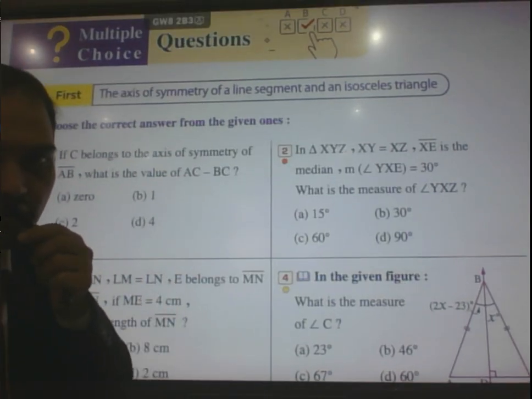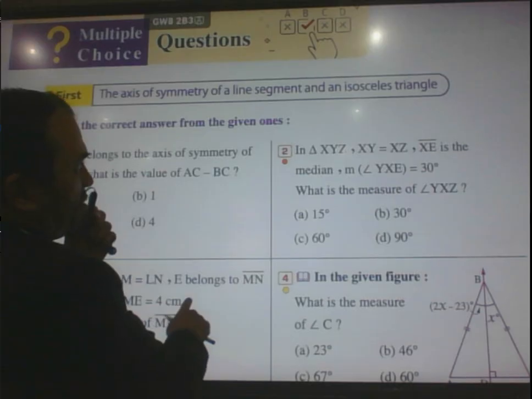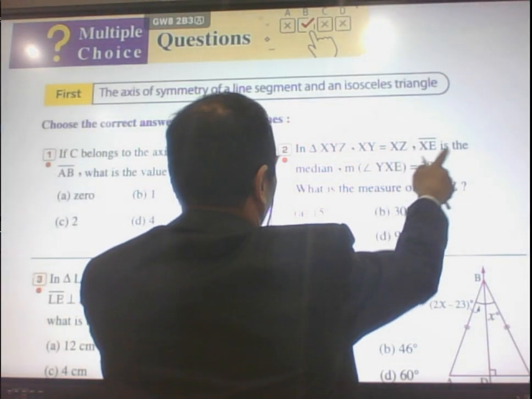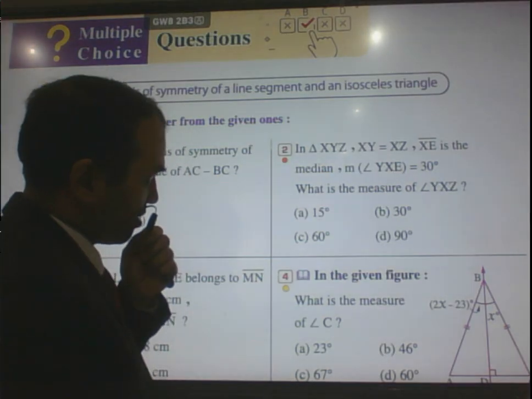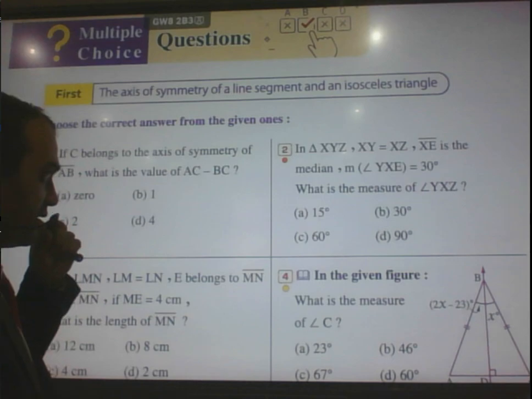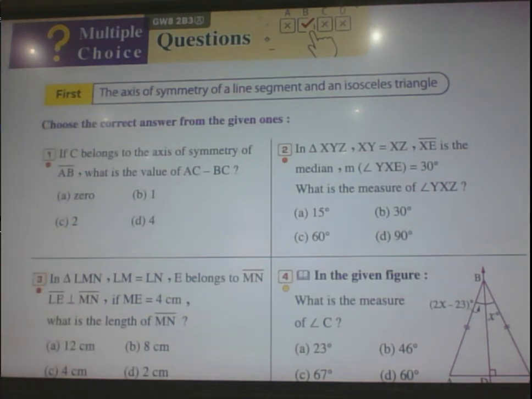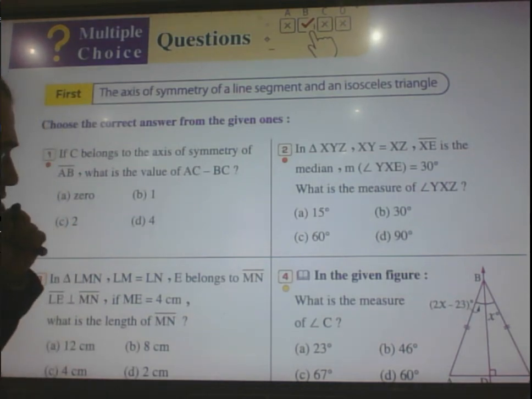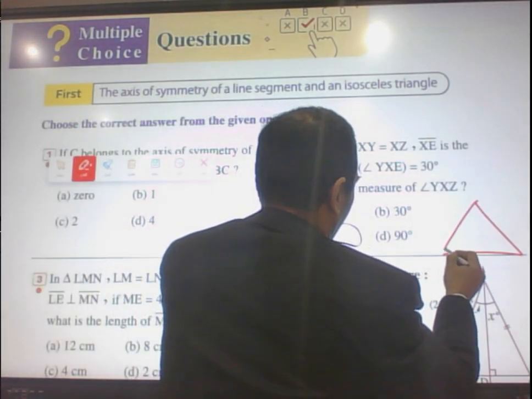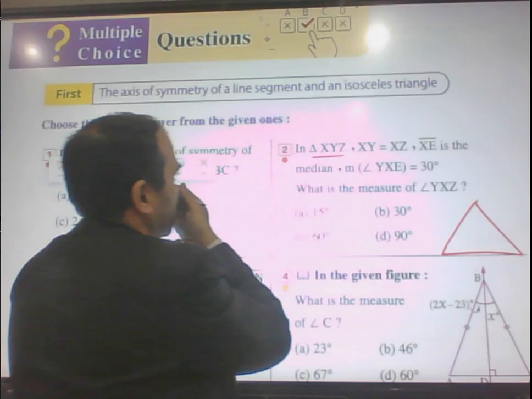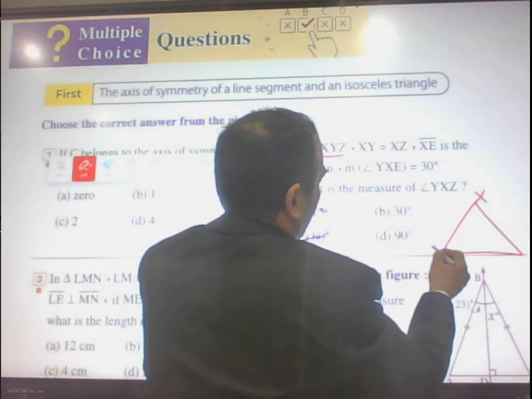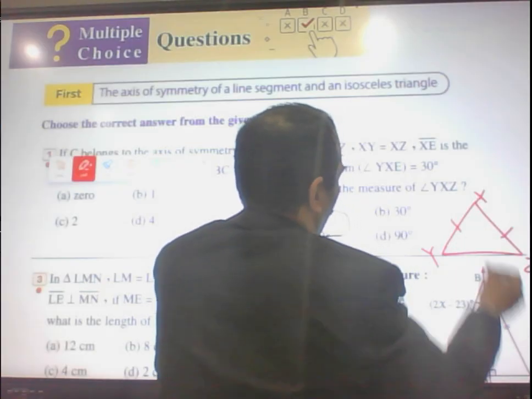Look at here, number 2. In triangle XYZ, XY equals XZ, XE is the median of the triangle, and the measure of angle YXE is 30 degrees. What is the measure of angle YXZ? Okay, I will draw a triangle and explain the steps to find the answer. We have two sides equal in length like this. We have triangle XYZ. He gives me XY equals XZ. They are equivalent in length.